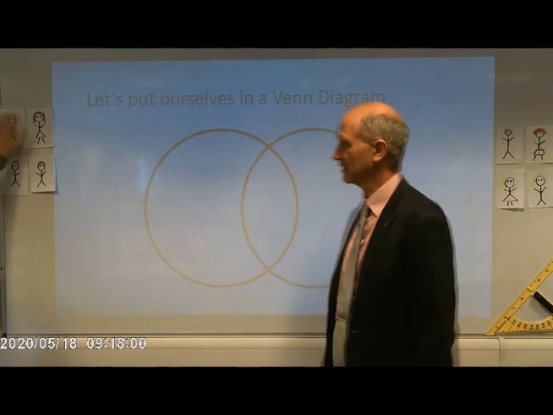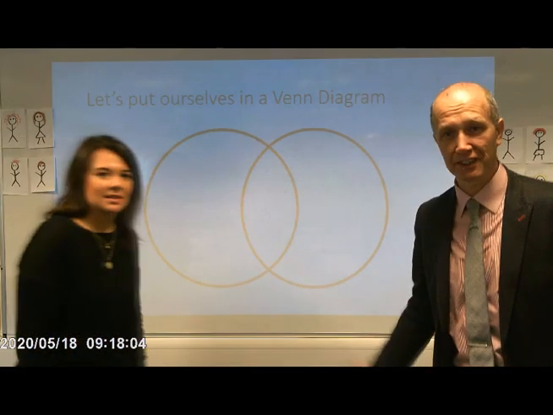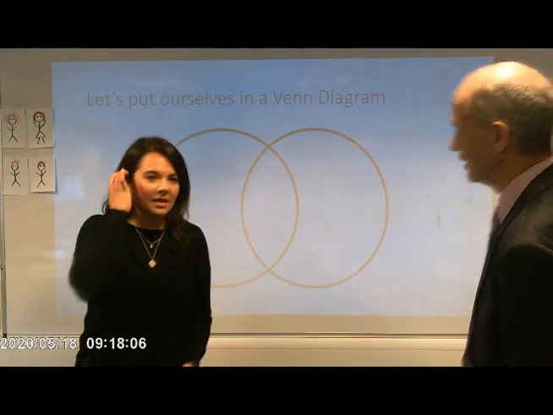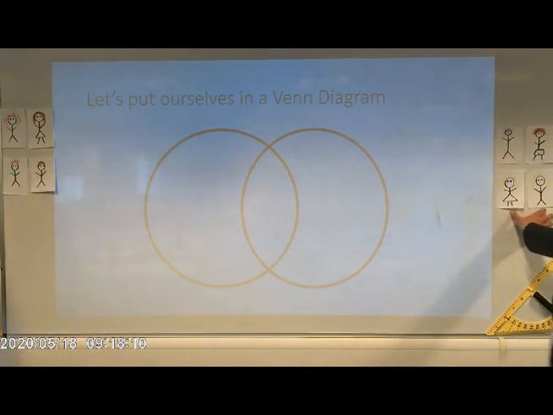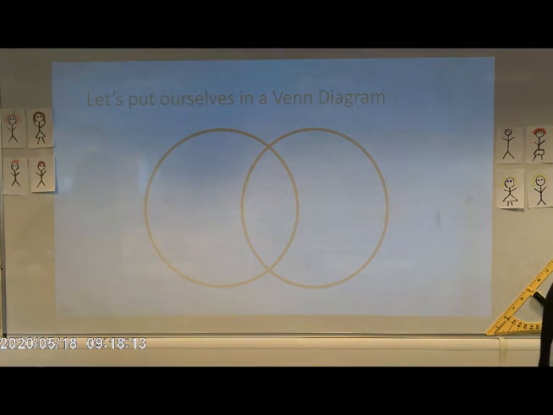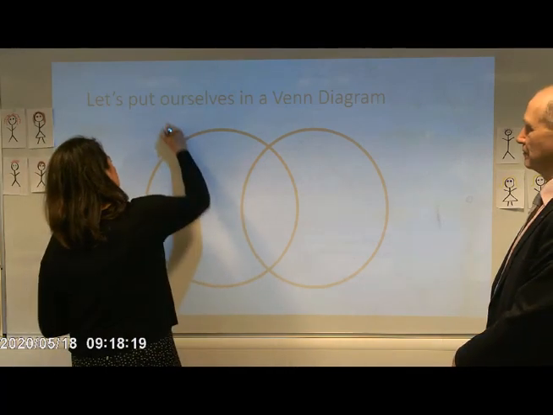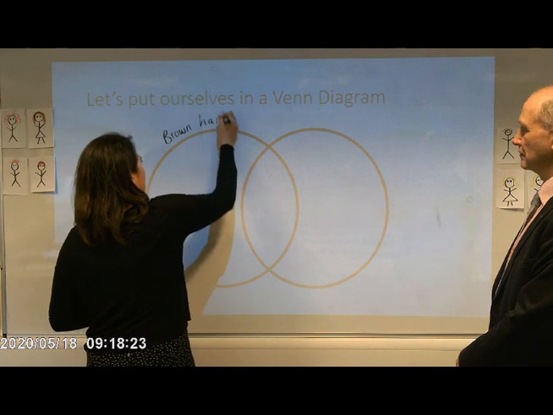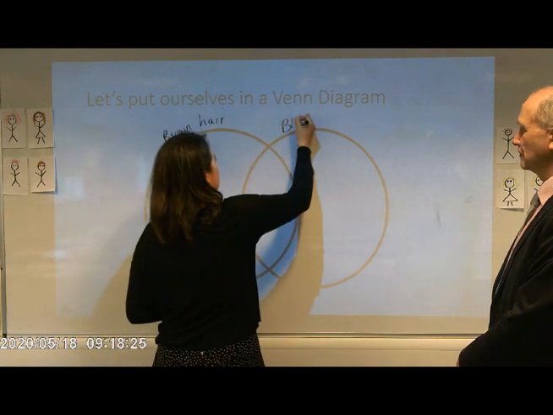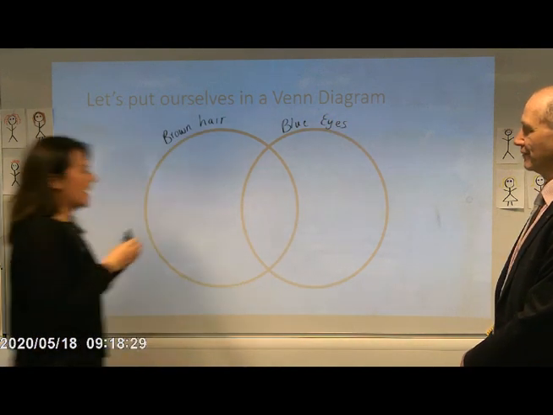Now this is you guys, we've got our class here. Normally, when Miss Cheeseman does this lesson, she has a class full of people to sort. We didn't have that, so a bit of a problem. So we've made ourselves a little class and we're going to put them into a Venn diagram. We're going to choose two categories to sort. We're going to say brown hair, and we're going to say blue eyes.